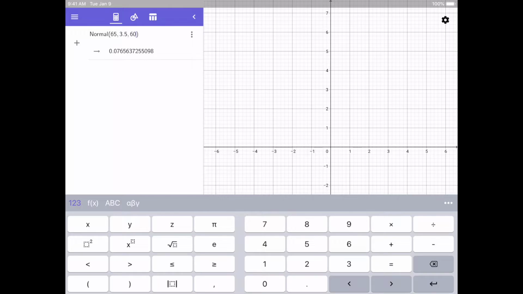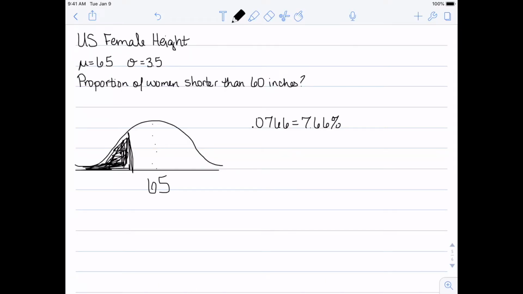And I get 0.0766, roughly. That can also be 7.66%. This is what the calculator always gives us, the area to the left of that data value. So anytime we want to know shorter or less than, we just type that into our calculator. And just as a reminder, we're going to use the normal command. We enter mu, sigma, and then x.